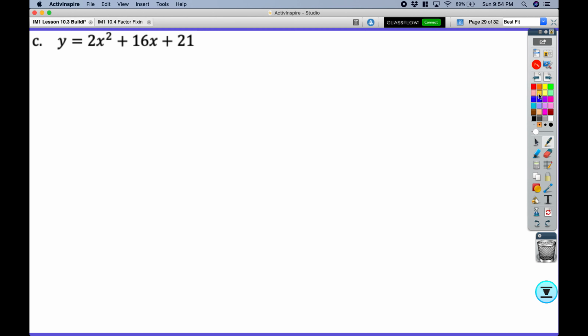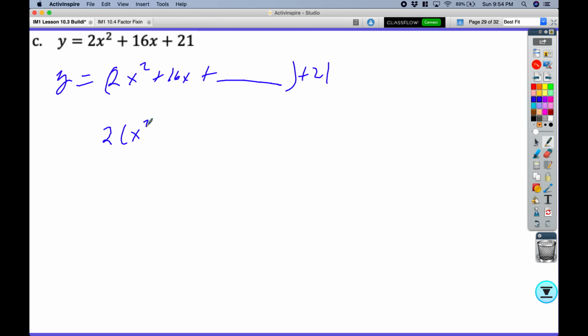Here we go. Remember, we are going to group these first. 2x squared plus 16x plus the mystery c value plus 21. Then what you're going to do is factor out that 2. So 2 parentheses x squared plus 8x plus a blank plus 21.